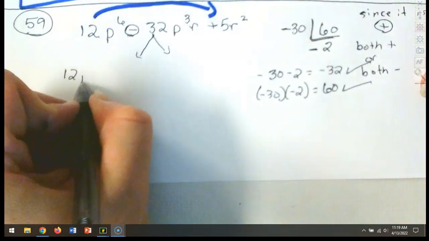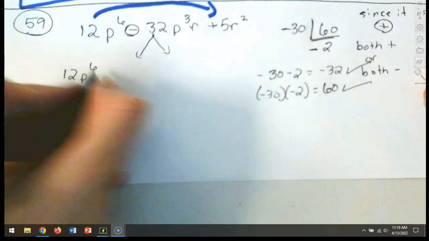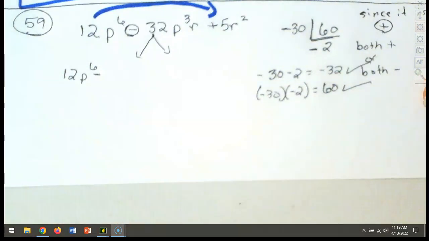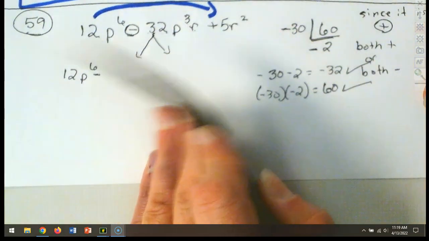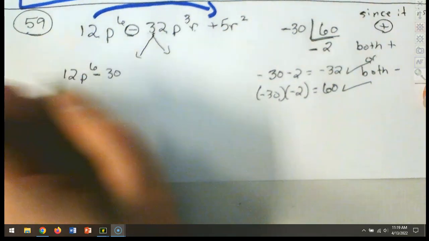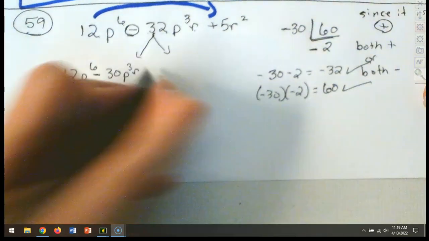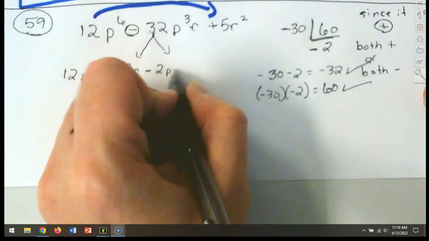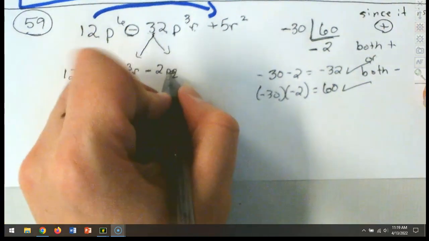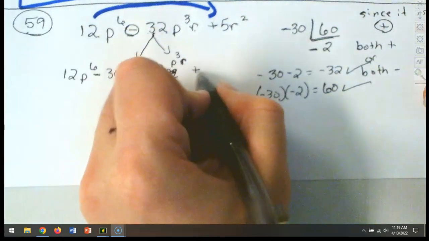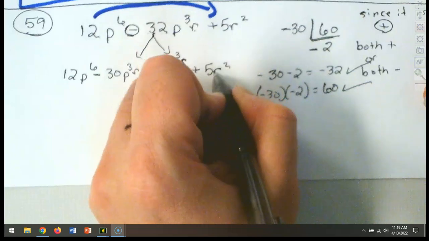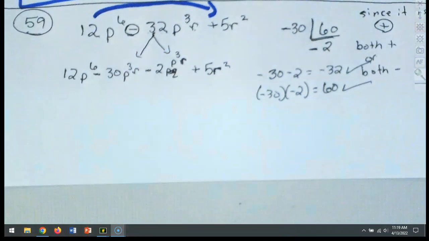And we now have 12p to the 6th. We have a minus. Now the variables stay the same. So this minus 32p cubed r, we're going to split that up into a minus 30p cubed r and a minus 2p cubed r. And then we still have the 5r squared on the end. Looks a little bit more complicated because of the variables, but it's really not.